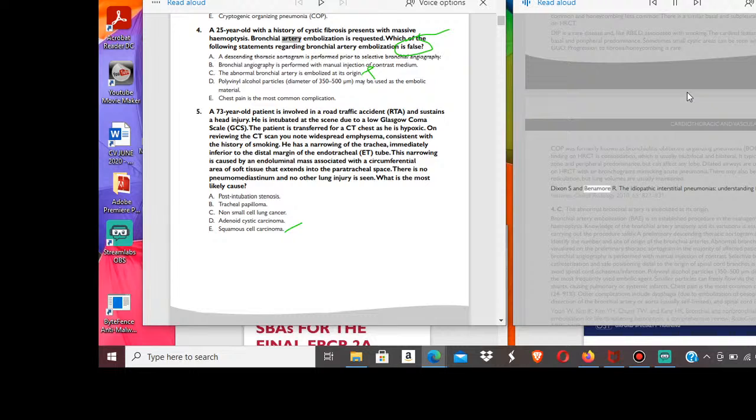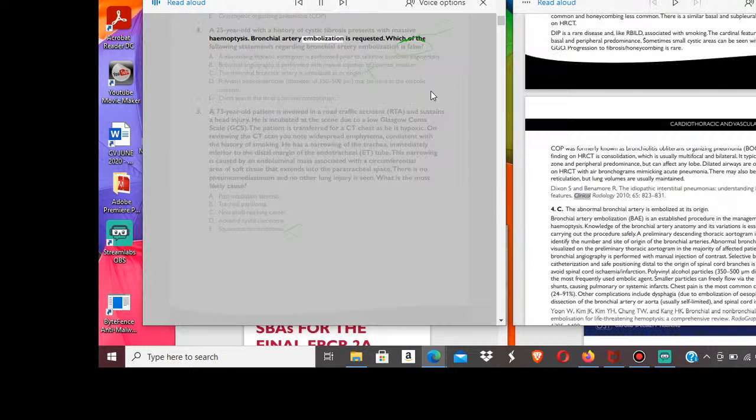Dixon S. and Beenamore R. The idiopathic interstitial pneumonias, understanding key radiological features. Artery embolization is requested. Which of the following statements regarding bronchial artery embolization is false?